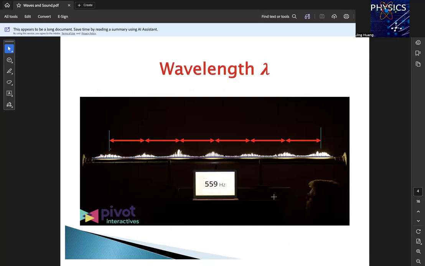Wavelength can be observed in a physics experiment. So we can see actual oscillations of a string. For example, music instruments like guitar strings actually have a physical oscillation that can be observed in the lab.